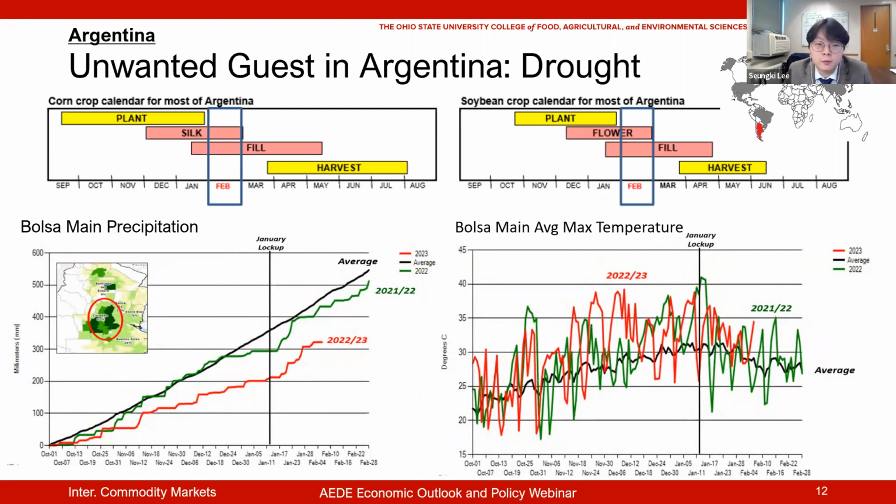And the bottom right figure is the Bolsa Main temperature level. The red line indicates this year's temperature record, and the green line is last year's temperature record. Last year was also a bit hotter than average, but this year I think it is even hotter. Most of the time they had above average temperature. So basically, Argentina farmers are having very dry and hot weather this year.